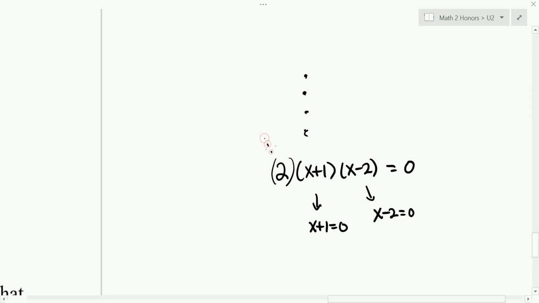Here's what you do. If it doesn't have a variable, you ignore it. It doesn't help you. So I'm going to clarify one thing. When I say set your factors equal to 0, I'm meaning set your factors that have a variable equal to 0. If it doesn't have a variable, it has no bearing on your solution.